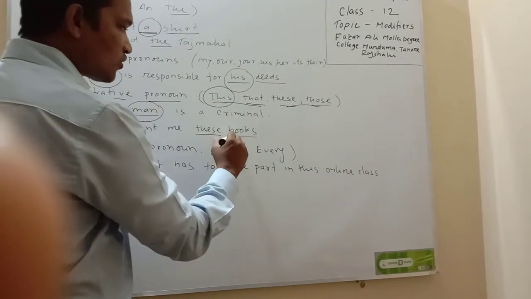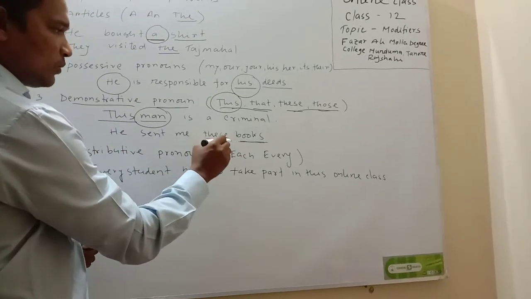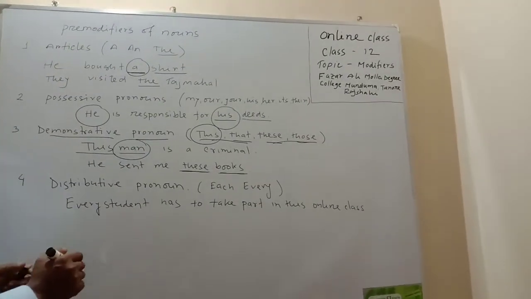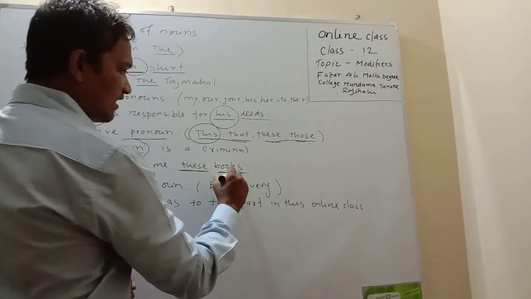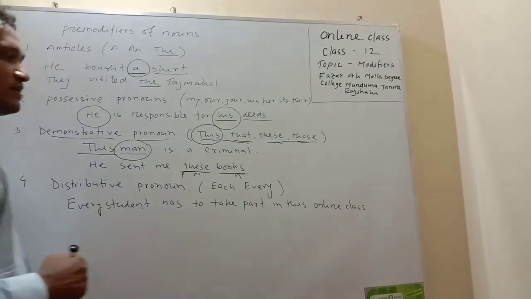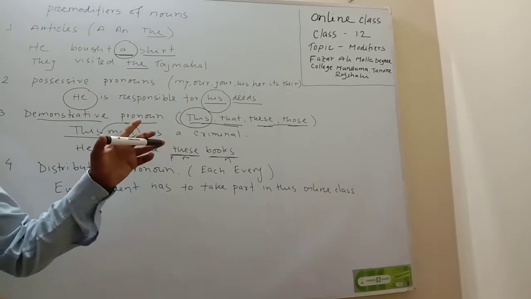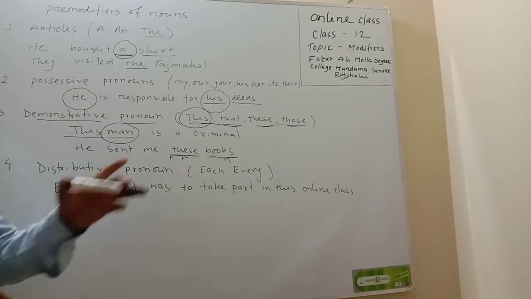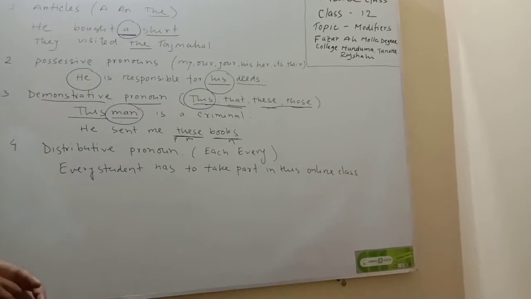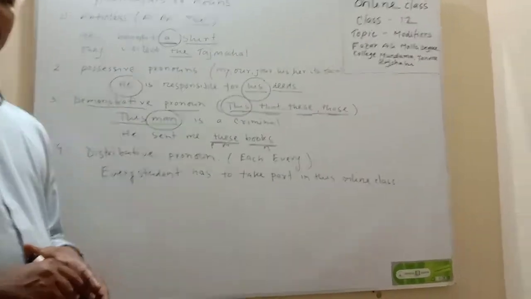Similarly, books is a plural noun, and before the word I have used these. So look at the examples once again. This is a head word and this is a pre-modifier. So in this way you can use this, that, these, and those. I have been able to make you understand the point, I think.